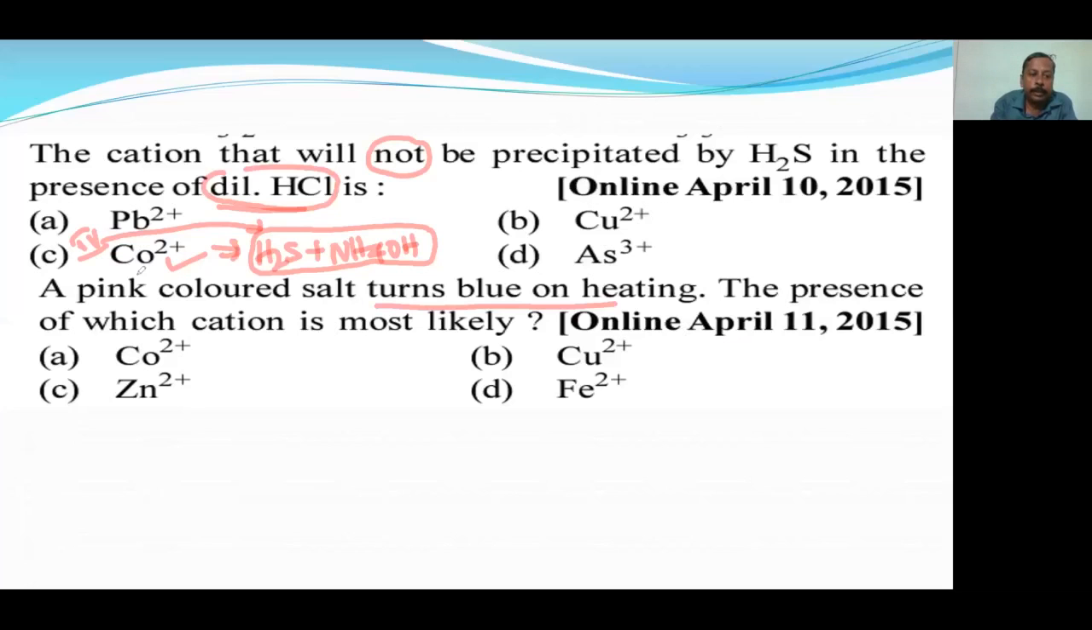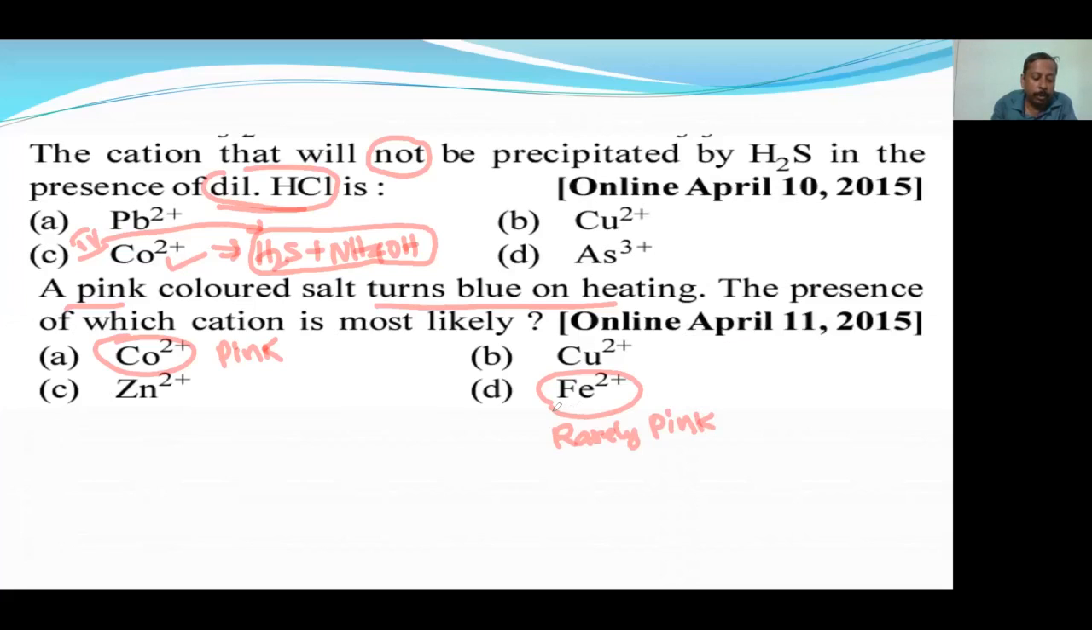Okay, here you can see a pink colored salt. Salt must be pink color. Actually, Fe2+ is also rarely pink. The problem is that cobalt 2+ is also rarely pink. Okay. Pink, and Fe2+ is also rarely pink. But it will not turn blue on heating.